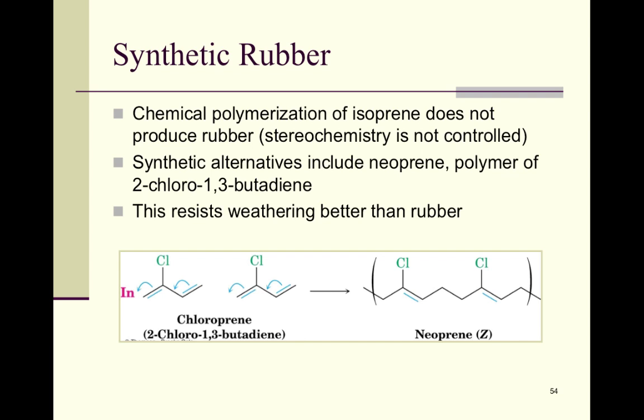Synthetic rubber. Well, here's an example of neoprene. We've seen neoprene around a lot now. The chemical polymerization of isoprene does not produce rubber. Stereochemistry is not controlled. Synthetic alternatives include neoprene, a polymer of 3-chloro-1,3-butadiene. Neoprene resists weather and is much better than rubber. Here we have 2 different molecules coming together. They're showing us where the electrons are going. We have an initiator here starting this. And so here's a picture of part of our polymer. It also is in the Z stereochemistry.